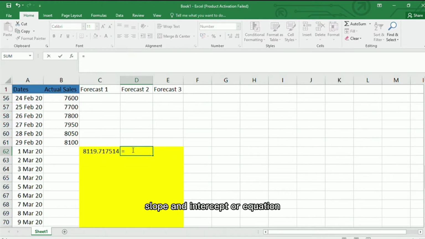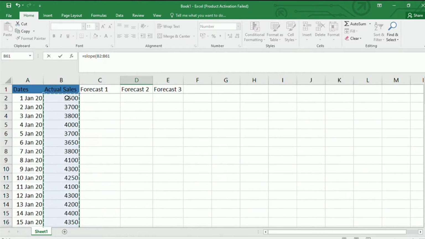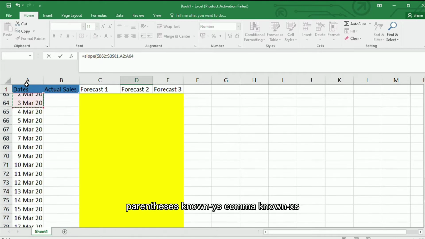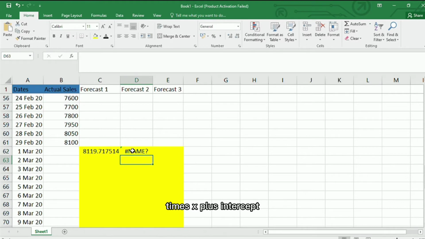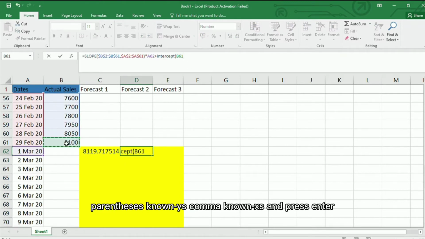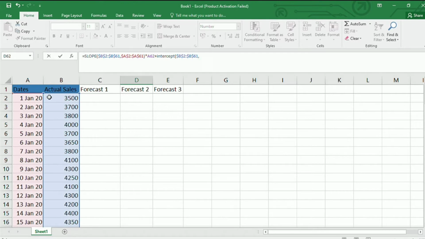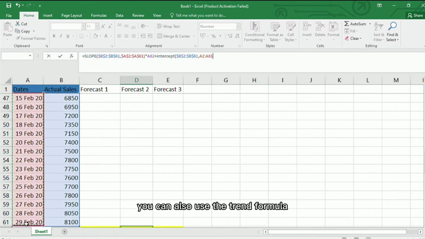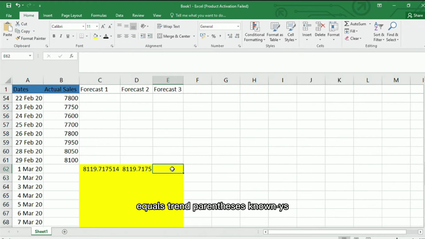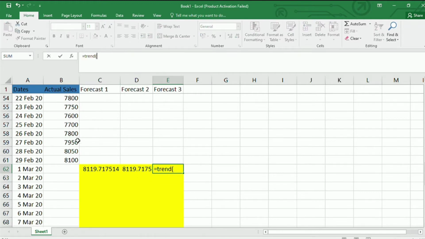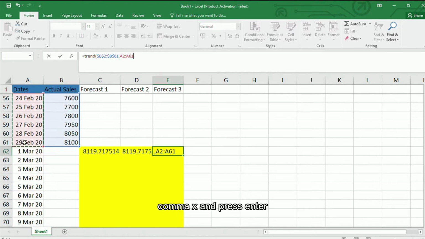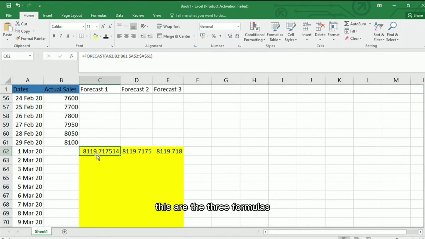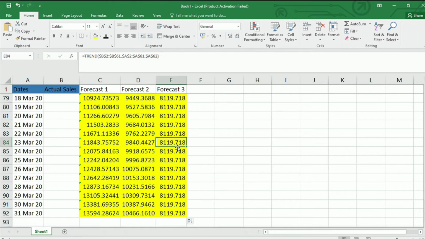There are also slope and intercept, or the equation, which the formula is slope parenthesis known Y's, comma known X's, close parenthesis, times X plus intercept parenthesis known Y's, comma known X's, and press enter. You can also use the trend formula equals trend parenthesis known Y's, comma known X's, comma X, and press enter. These are the three formulas that you can use in forecasting in Excel.